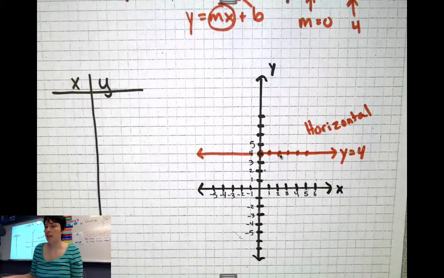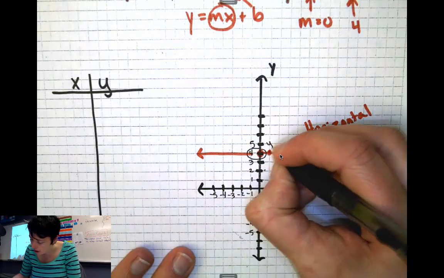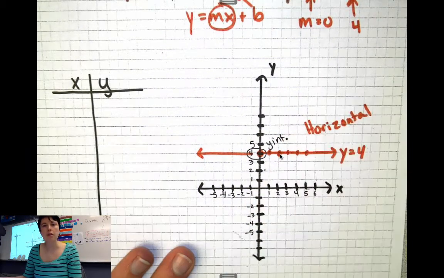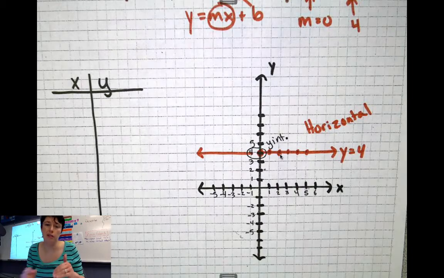I can label the y-intercept if I wanted to, right here. The starting number is my y-intercept. But I'm not going to be able to make a growth triangle because, like I've said already, it doesn't go up and it doesn't go down.